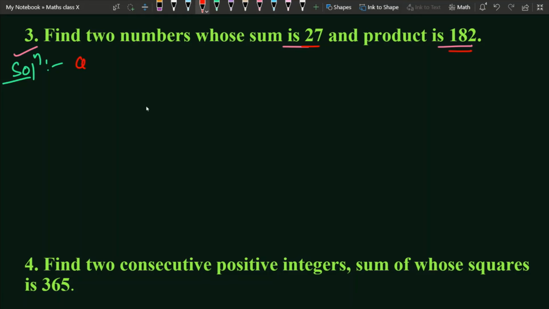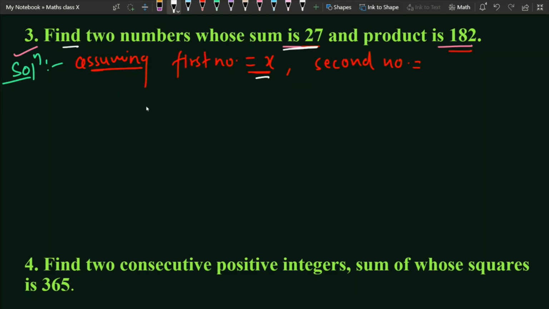Actually there is a method to write these solutions, but I'm writing them directly. I'm not writing that many words. Let us assume that the first number is x. What is the second number? Can you guess? You have to guess it according to the question, because they are saying find two numbers. First number is x, their sum is 27. That means if you subtract the first number from 27, you will get the second number. So the first number is x, second number is 27 minus x.